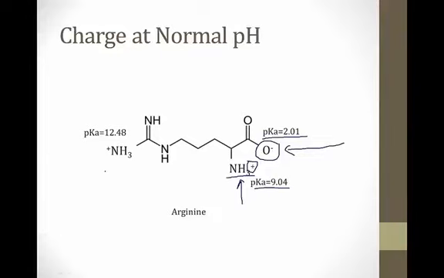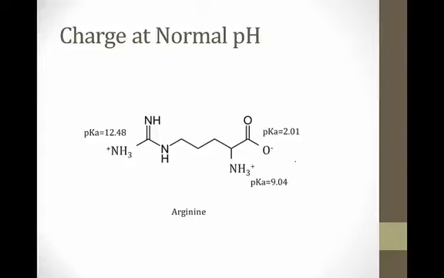However, the side chain also has an amine group with a very high pKa of 12.48. At plasma pH, you are most likely to find this protonated, which means it will have a positive charge. This means that arginine at plasma pH has a net charge of +1, a negative charge for the oxygen molecule here, but a positive charge for this amine group and another positive charge for this amine group, giving it a net overall charge of +1.